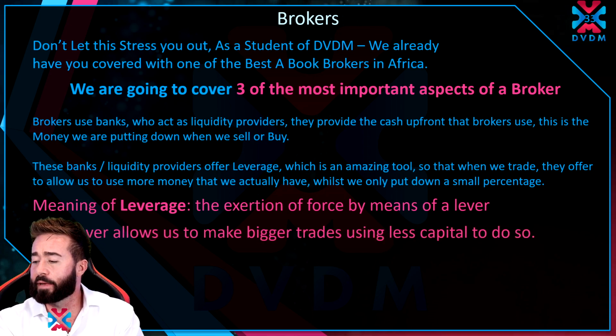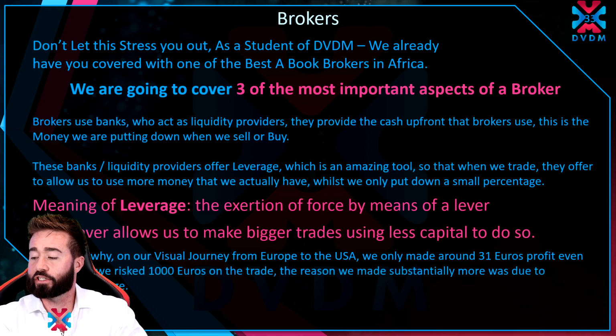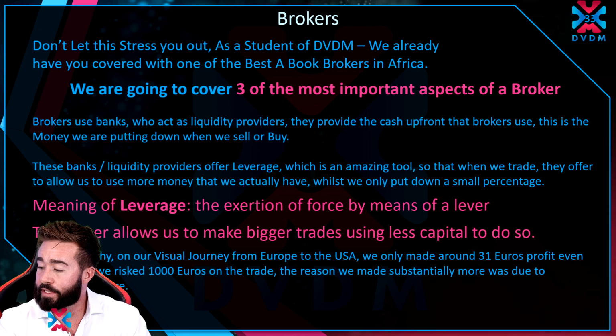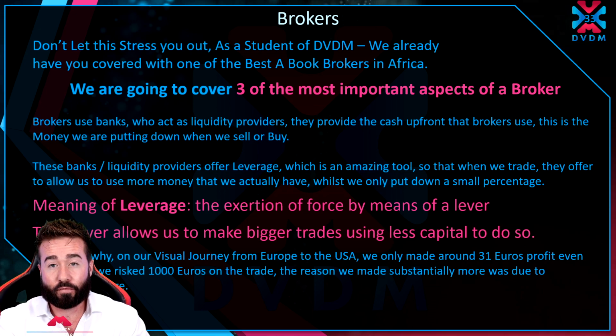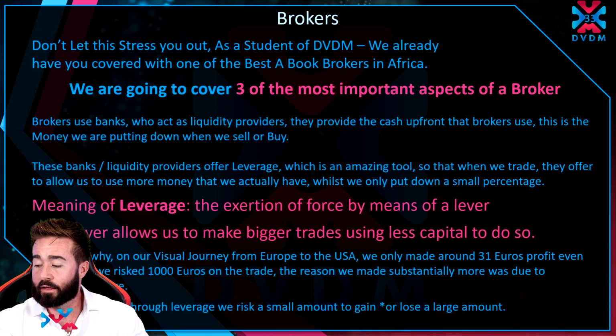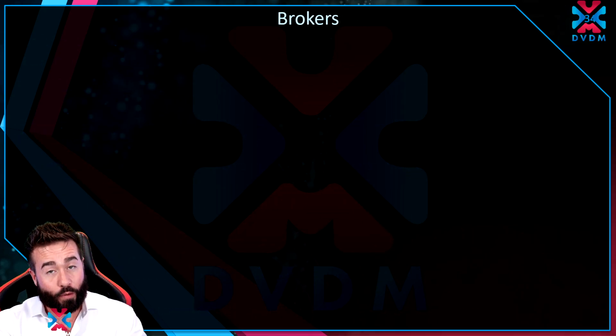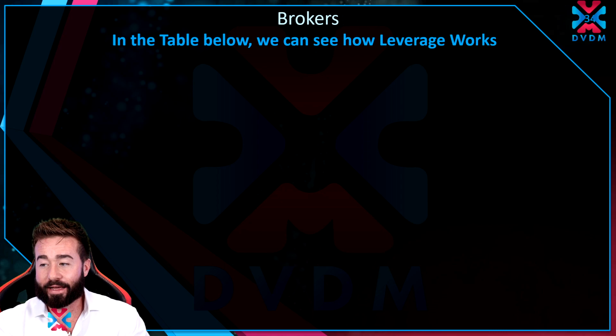So that lever allows us to make bigger trades using less capital. That's why on our visual journey from Europe to the USA, we only made about 31 euros profit, even though we risked the full 1,000 euros on that particular trade. We made substantially more on our side due to leverage. Through leverage, we risk a small amount to lose or gain a bigger amount.